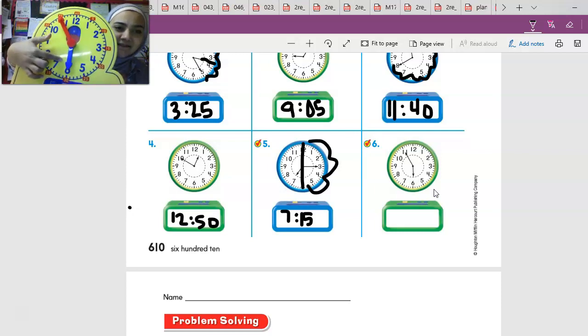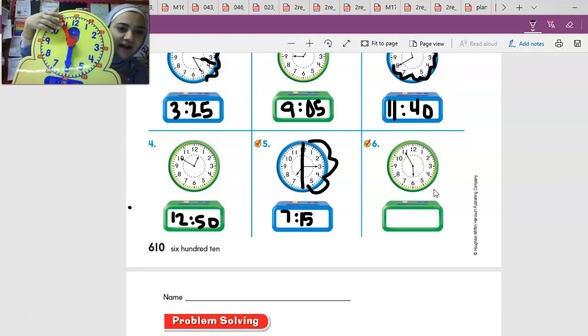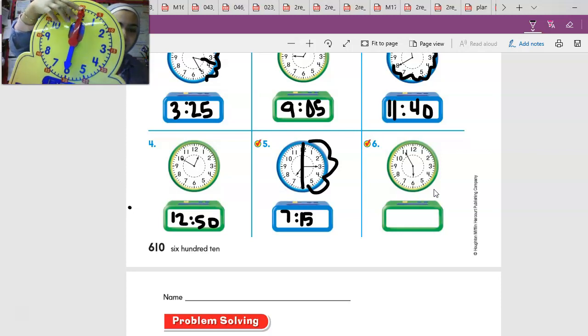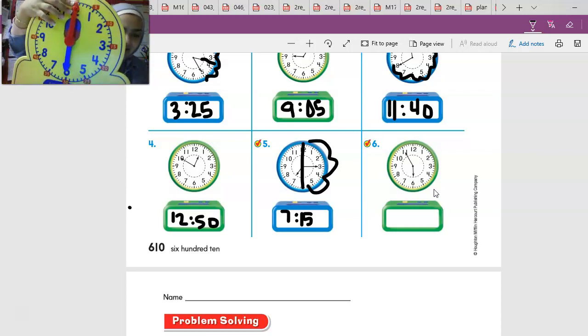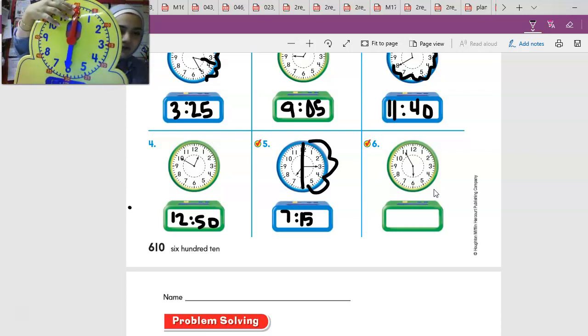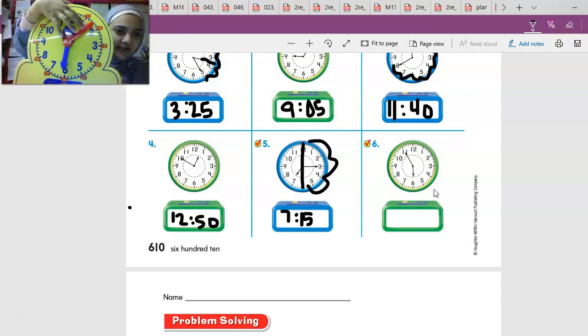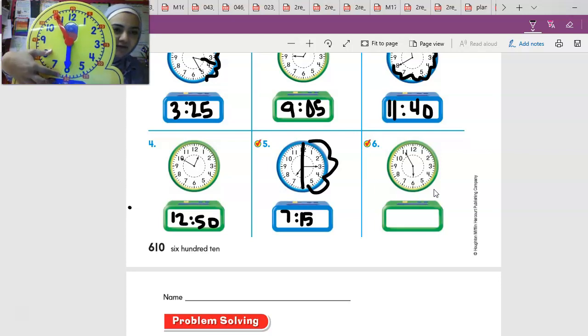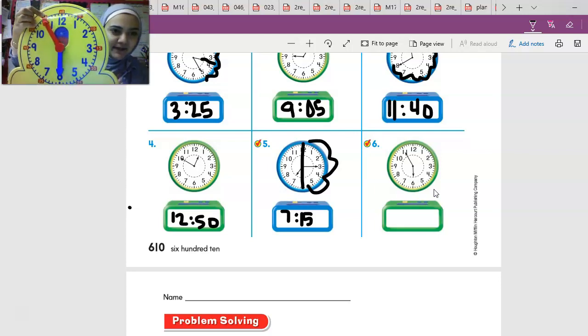Because look at the minute hand. It's on the 11, which is 55. That means if we count up, 5, 10, 15, 20, 25, 30, 35, 40, 45, 50, 55. Do you understand? It's 5:55, not 6:55. It's not 6 o'clock yet. Now it's 6 o'clock. Okay, it's 5:55. All right, let's move on.